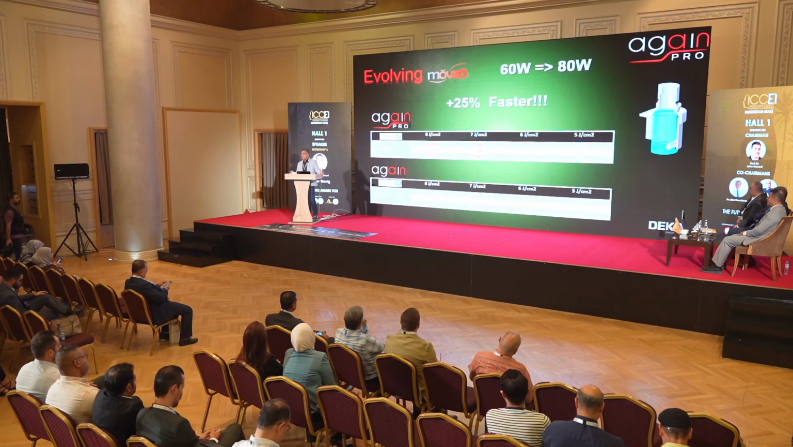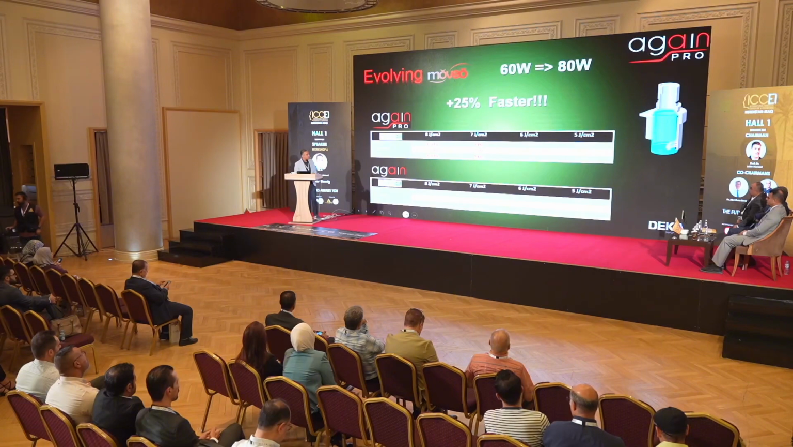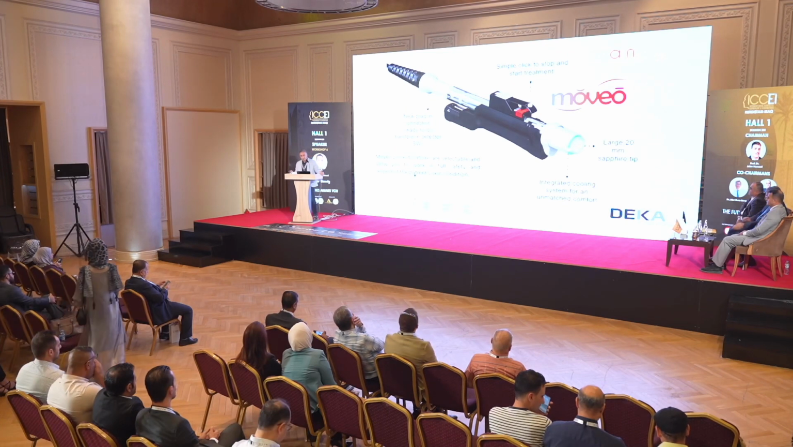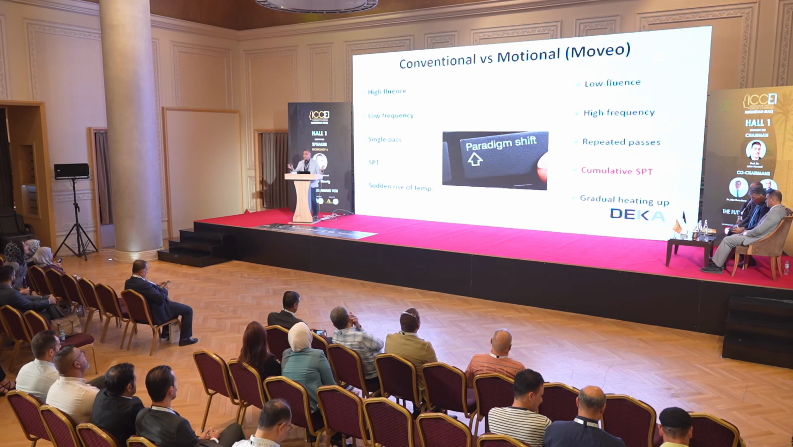And also again, they maximized the energy from 60 watt up to 80 watt to make it faster, about 25%, and they made the range of fluence better than the old version. This is the shape of the Moveo device or spot size. So we have 2 modes here, conventional and motional.